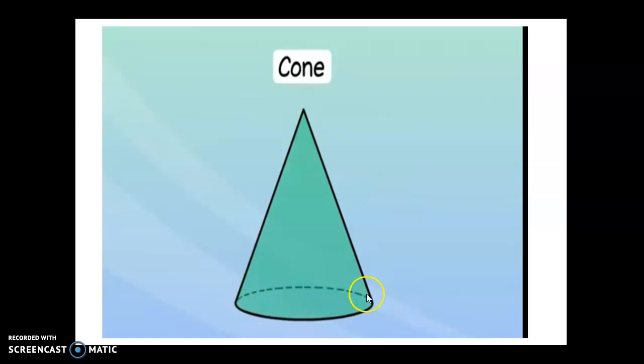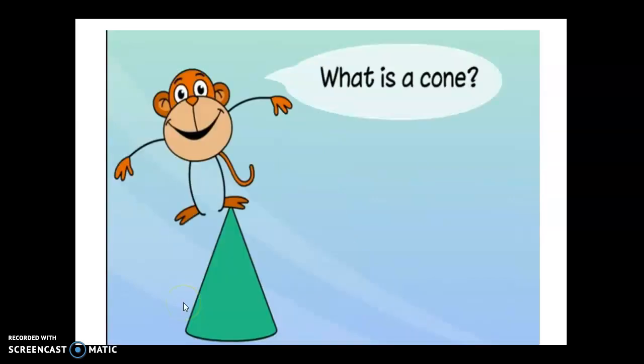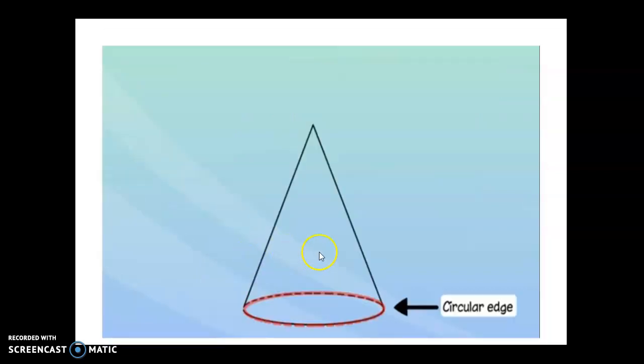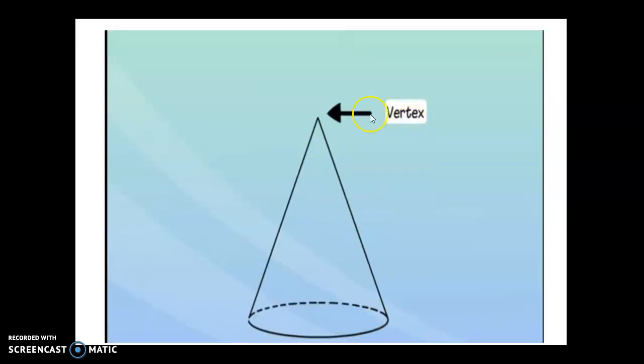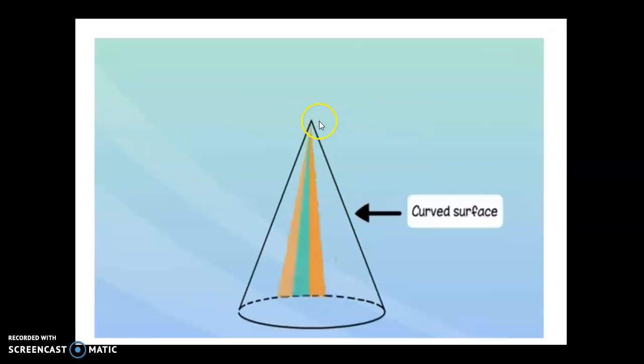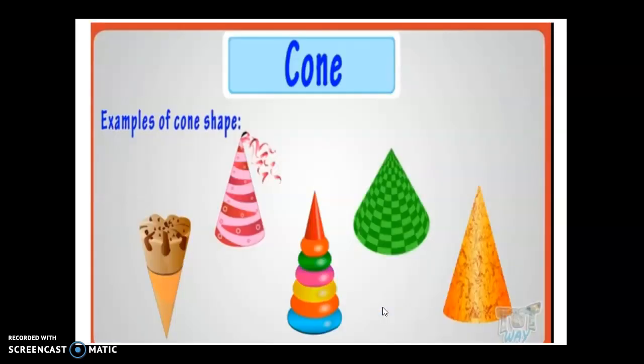Okay, what do you see? It's a cone. Okay, excellent. And what is a cone? A cone has a circular edge and a vertex, and a curved surface. Do you see the shape of the cone? Yes? Okay, we are going to see some examples of cone shape.